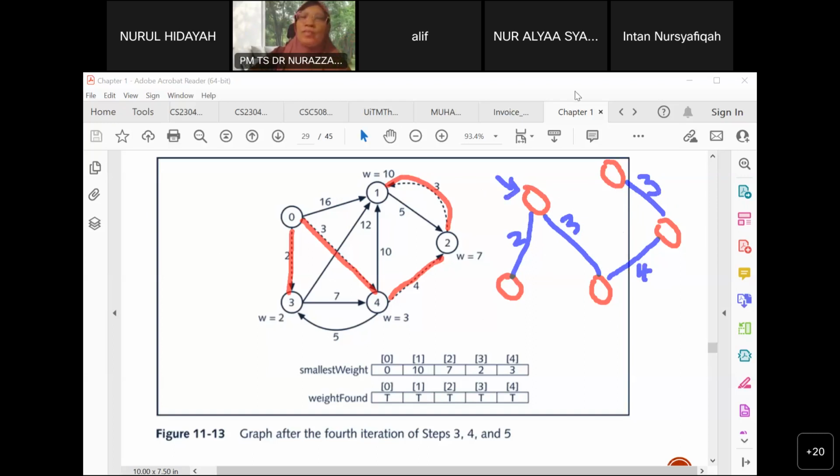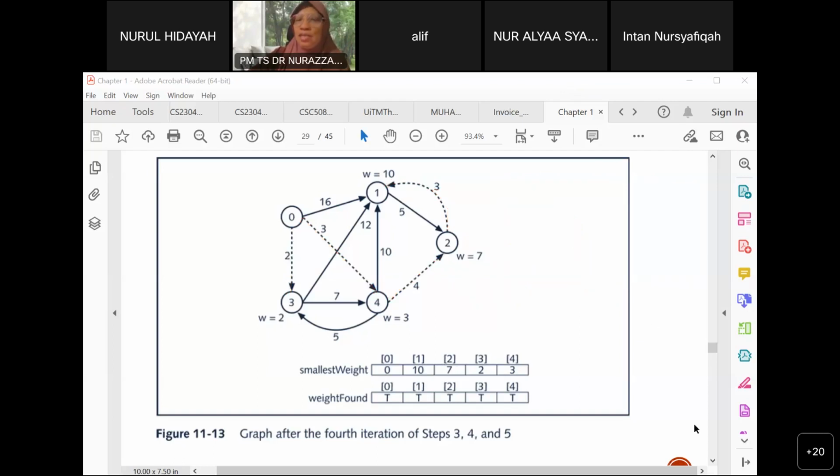Okay. Any question on this? Ada apa-apa soalan? Tak ada. Clear. Okay, so that is shortest path.